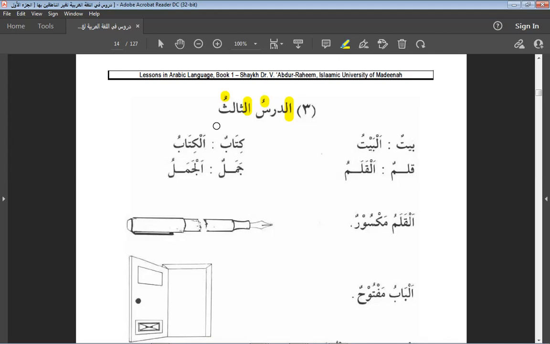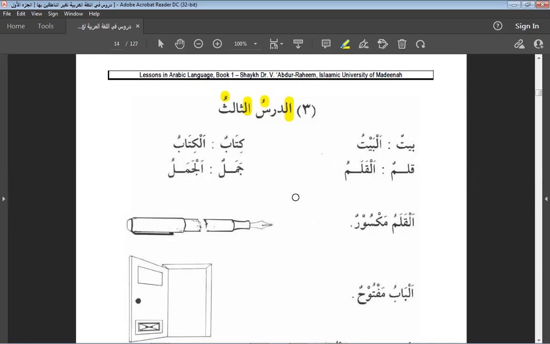They should agree in definiteness and indefiniteness. They should agree in case ending, basically the vowel at the end. They should also agree in gender. If it was al-madrasatu, you would have al-thalithatu, also coming as feminine. So ad-darsu ath-thalithu: lesson three, the third lesson.